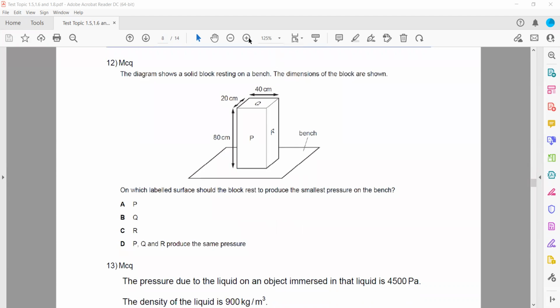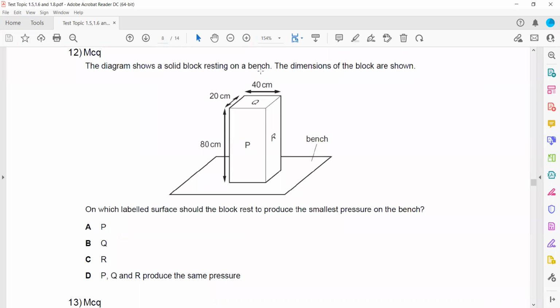Question 12. The diagram shows a solid block resting on the bench. Dimensions are given. Which surface should rest to produce the smallest pressure? If we want to reduce the pressure, we have to increase the area. So which has a large area? This is 80 and this one is 40. So 80 multiplied by 40.